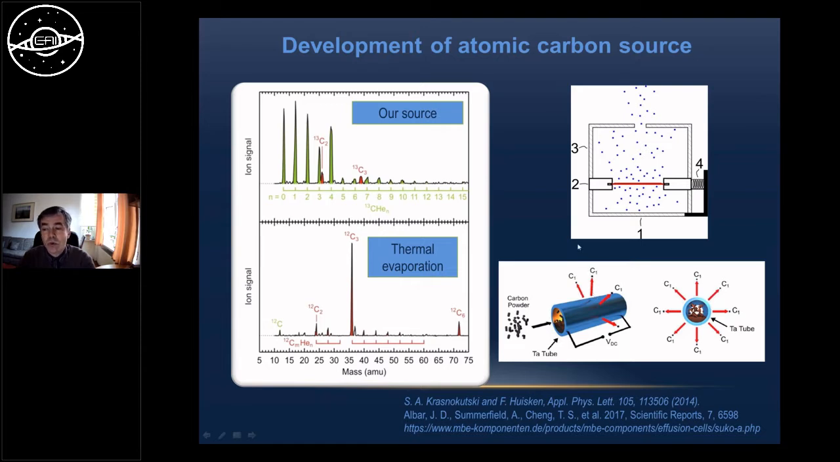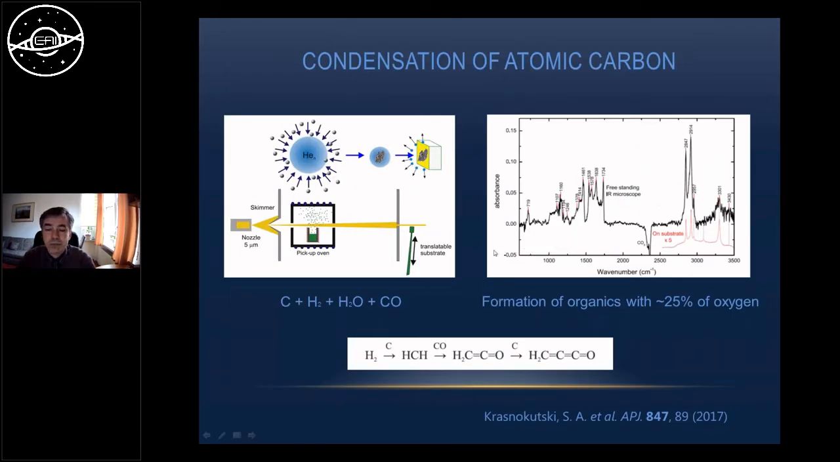So they are very suitable for chemical studies. And when we had our source, the first study which we tried is to see what kind of carbon material would be formed by the condensation of carbon atoms with other most abundant molecules which are present in space. So we have a helium droplet which flies in the high vacuum chamber, and then we dope these helium droplets with carbon atoms, H2, H2O, and CO molecules.